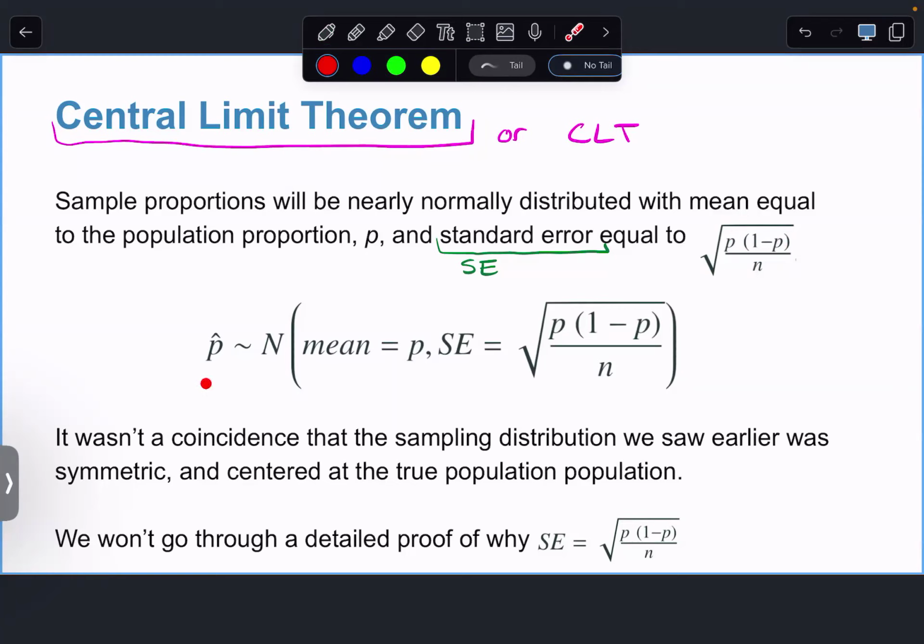How can we summarize this? p hat follows a, just as a reminder, the tilde means follows a, normal distribution with a mean of p and a standard error of the square root of p times 1 minus p over n. I will add that the standard error of p hat is the square root of pq over n.